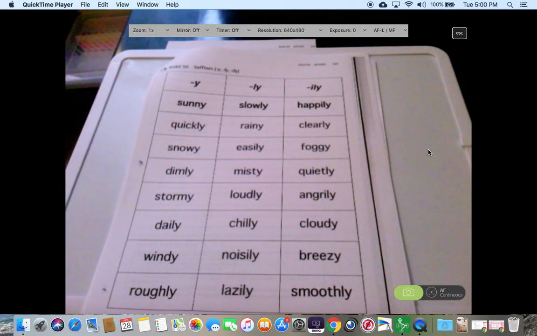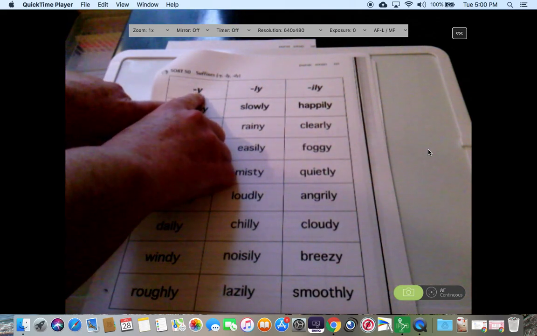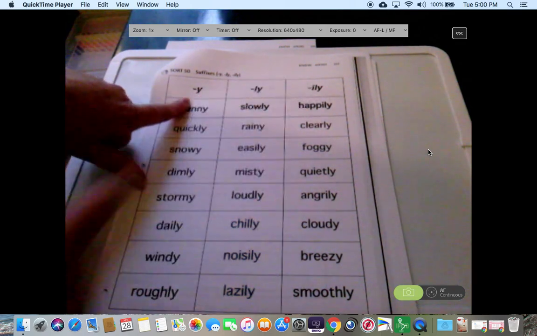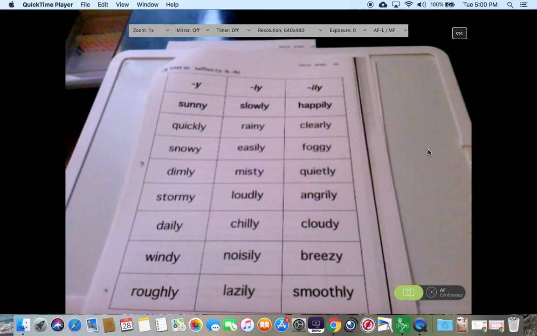So today we're going to be looking at words that end in Y, ly, and ily. Similar to a prefix, when you add a combination of letters at the start of the word, which changes the meaning of the word, the suffix does the same thing. So a suffix is a combination of letters that you put at the end of the word that might change the meaning of it a little bit, or it might make it a different part of speech. So the way that you would use it would be a little bit different.